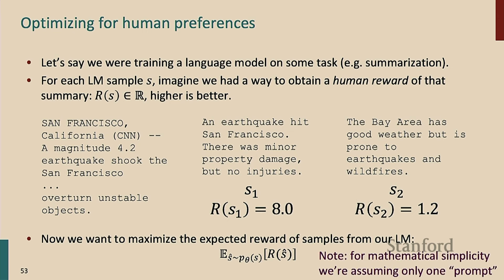And for mathematical simplicity here, I'm assuming that there's only one task or one prompt, right? So let's imagine we were just trying to summarize this article, but we could talk about how to extend it to multiple prompts later on.